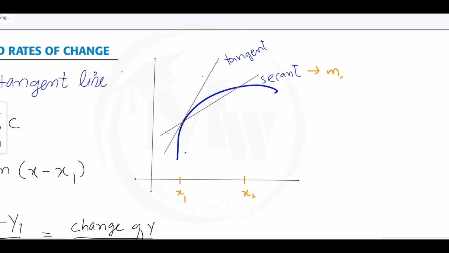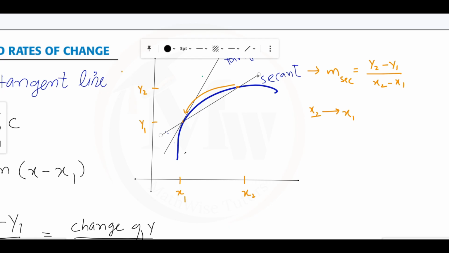So the slope of the secant line is this: if this is the x1 point, the y point of this will be called y1. If this is the x2 point, the y point of this would be called y2. The slope of secant line will be (y2 - y1) / (x2 - x1). Now we want to find the slope of the tangent line. So if we take this point closer to this point x1, meaning if we take x2 closer to x1, what will happen?